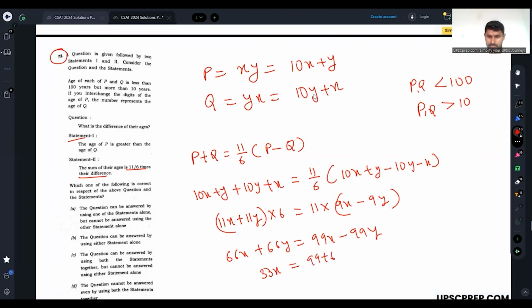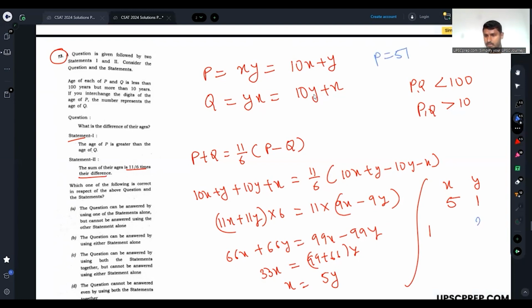Now if you solve it further, it will be 33x equal to 165y, so x will be 5y. So what does it mean? If I take y equal to 1, then x will be equal to 5, right? So P will be equal to xy, that is, P will be equal to 51.